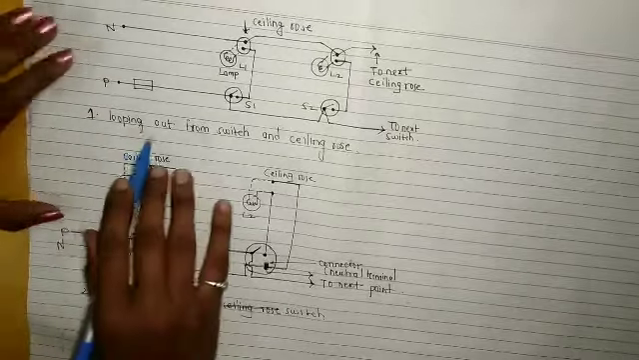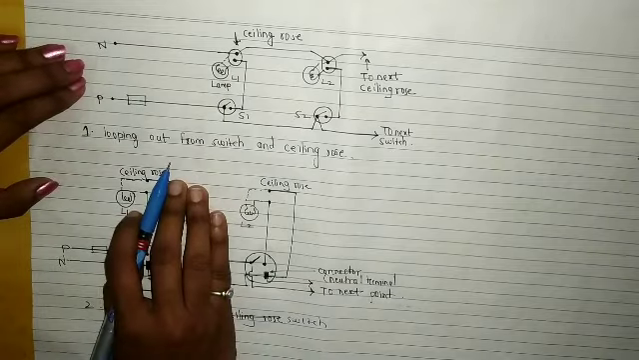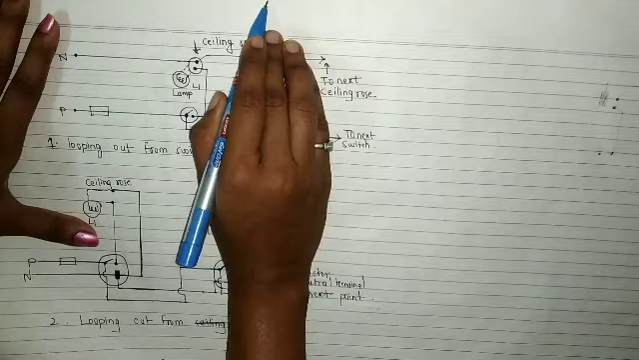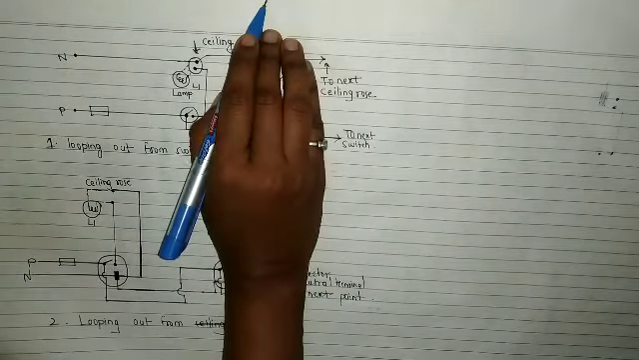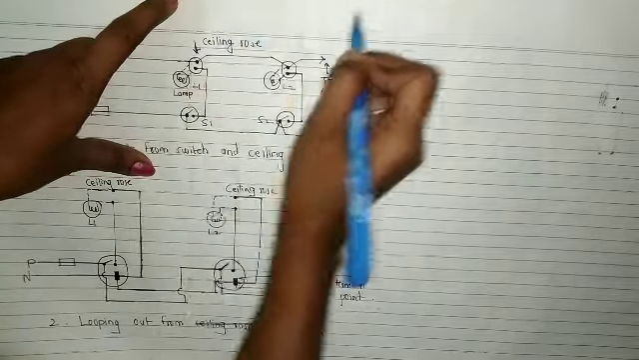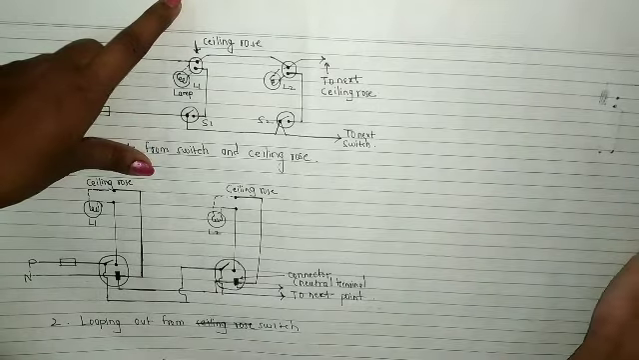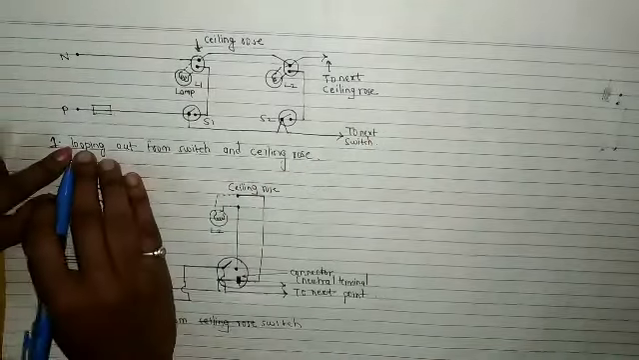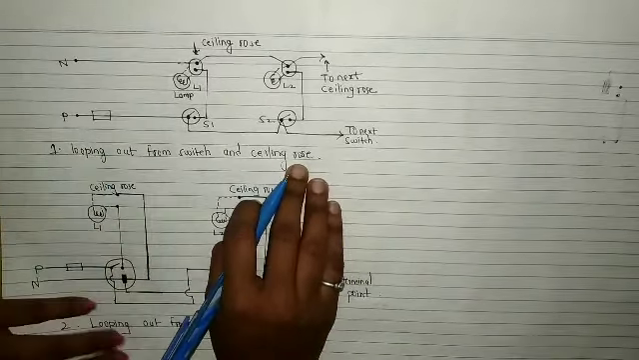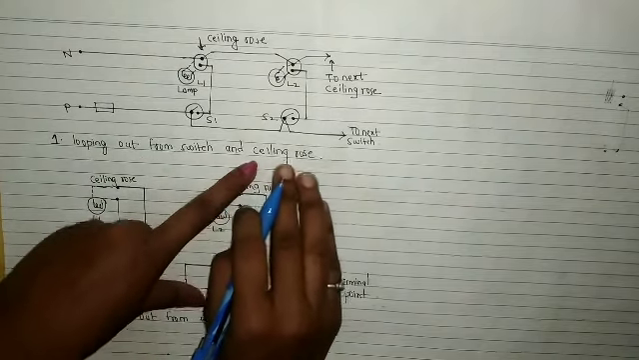So what is meant by looping? We saw that the neutral wire is linked. From that point we link the neutral wire forward, right? Similarly, if they are saying looping out from switch, it means that from that particular switch the wire must go forward to the next switch, and from that switch it will go forward to the next switch. Now, what they have said here is looping out from switch and ceiling rose. So they have given 2 conditions. We have to loop out from the switch, and we have to loop out from the ceiling rose also.